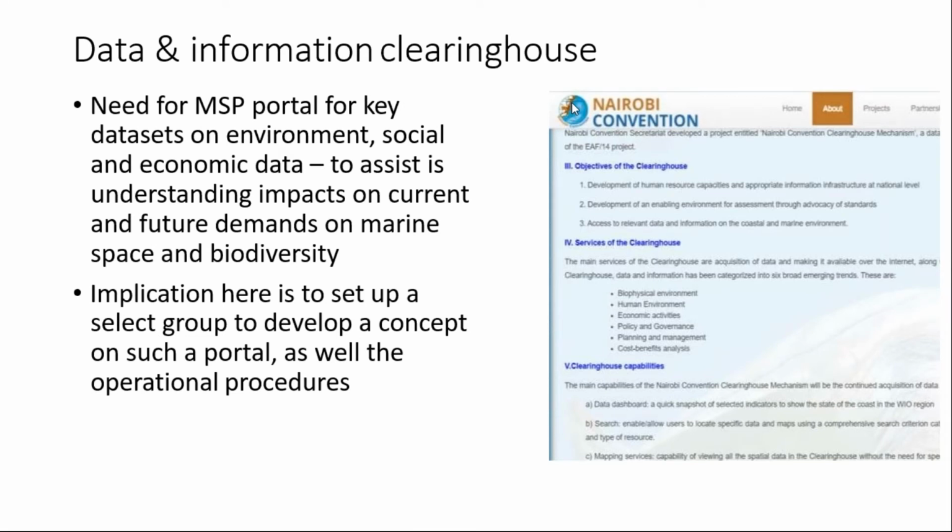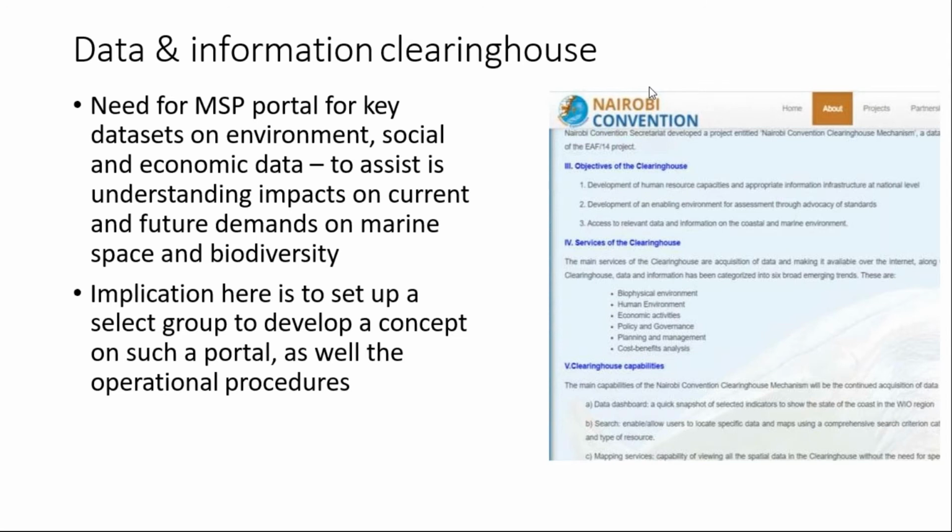Yes, this one. Okay. So a number of people have made reference to data being available to assist in making decisions. When we talk about availability of data, we would need to have a portal that contains data sets on environment, social, and economics. This is the only way that we can understand what is happening and what are the future demands on marine space and, of course, on biodiversity. So the implication here is that we need to set up a select group to develop a concept on such a portal, as well as operational procedures.